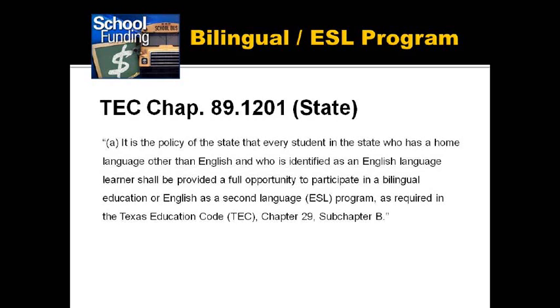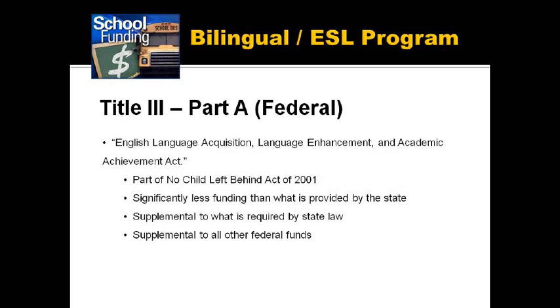School districts are compensated for the additional expense of this program through an allotment in the state's Foundation School Program. There is also a federal grant program, often referred to as Title III, but officially called the English Language Acquisition, Language Enhancement, and Academic Achievement Act.